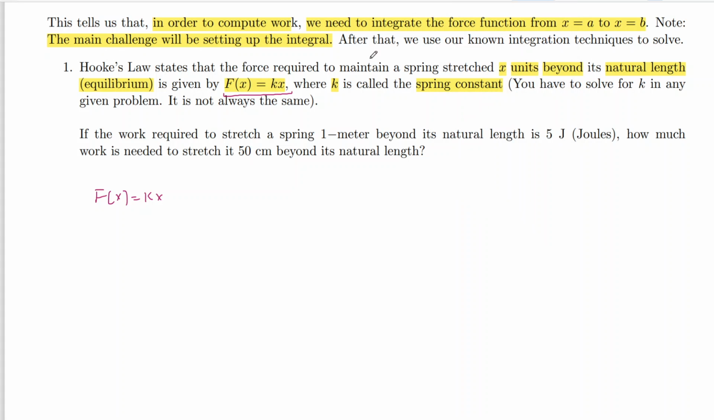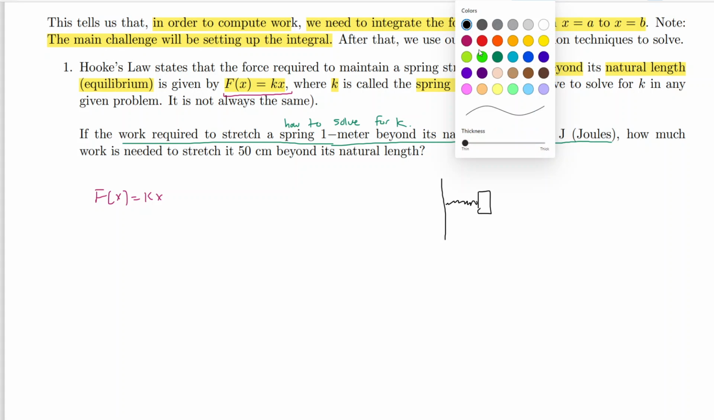Well, when you're given the work in the first part, it says the work required to stretch a spring 1 meter beyond its natural length is 5 joules. It's telling you how to solve for k. Why is it telling us how to solve for k? Well, let's say we have a spring with a mass attached to the end. It doesn't really have to have a mass attached, but it's just easier to think about grabbing a mass than grabbing the end of a spring. And we have our wall here. So maybe this is its equilibrium length.